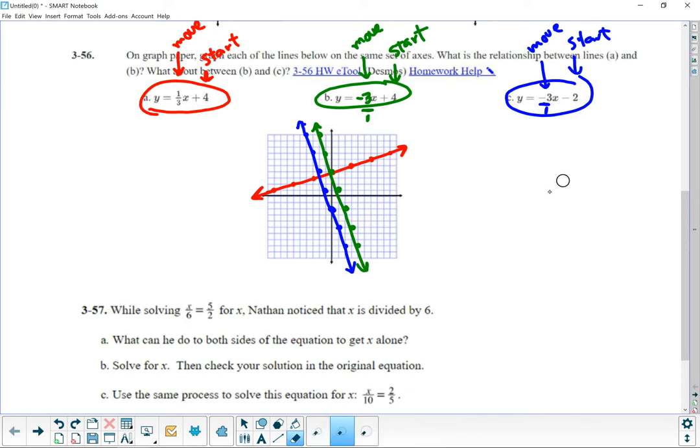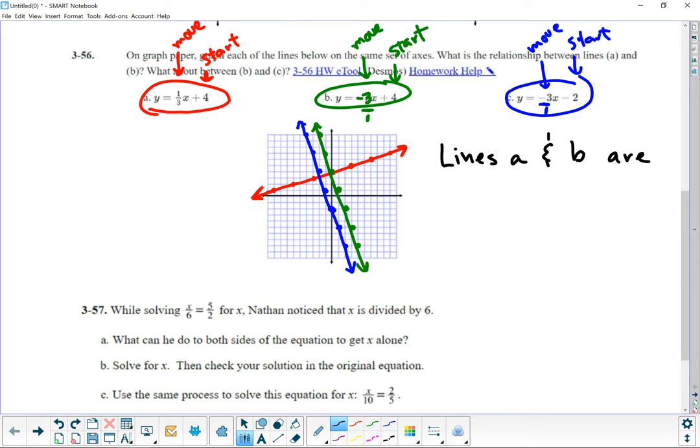Okay. So all 3 of these are graphed. Part A says, what's the relationship between lines A and B? So we want to say, okay, lines A and B are... If you notice, line A is red and line B is green, and it looks like they're at a right angle. That looks like they're perpendicular, but we have to double check that.